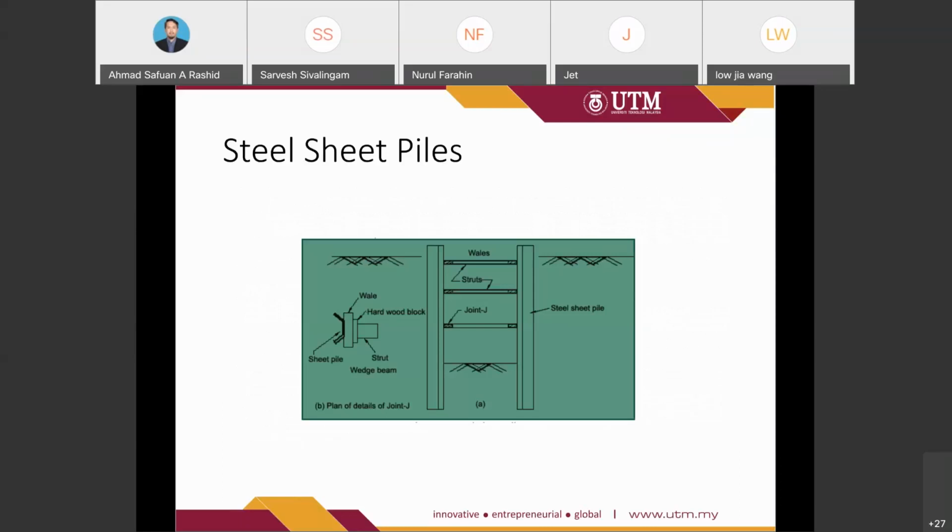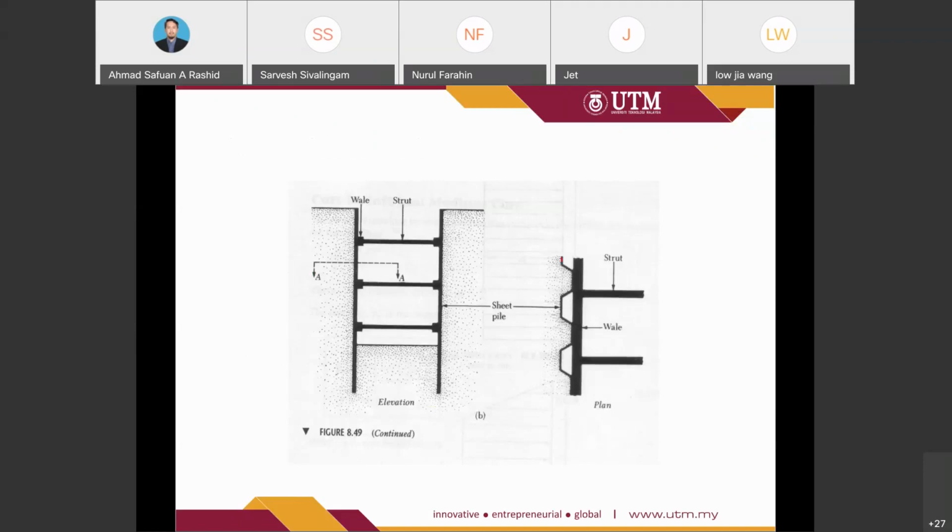So this is the sheet pile in plan view. This is the sheet pile, this is the wale, and this is the strut. So this will continue until the end of the excavation length. So this is an example of what we call a steel sheet pile, a continuous sheet pile.